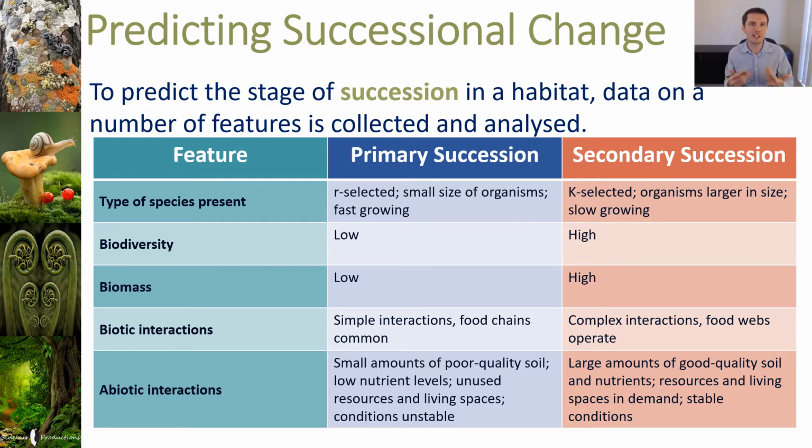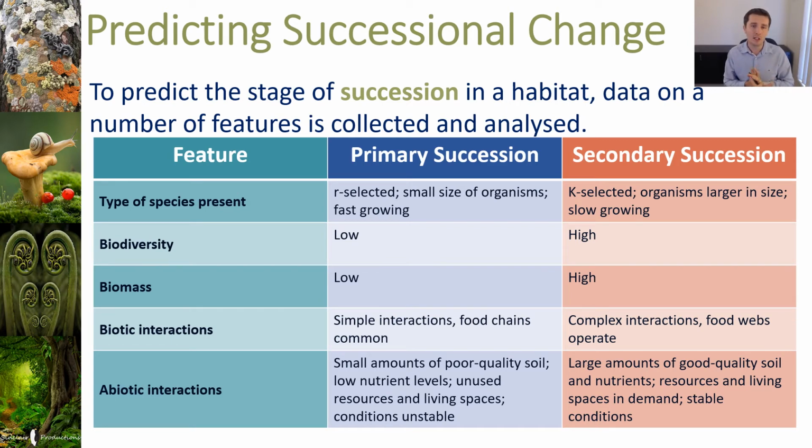Now, the type of species present. Obviously, if the type of species present are those pioneer species, you know that succession is in its early stages. In primary succession, you're going to have a greater amount of those R-selected species. Those organisms will tend to be smaller in size and faster growing, because remember, you're establishing or starting out on that bare ground. In secondary succession, you're going to have a greater amount of those K-selected organisms, so those slower growing organisms that will establish and outcompete those other organisms. They tend to be larger in size, and obviously, as I mentioned, slower growing.